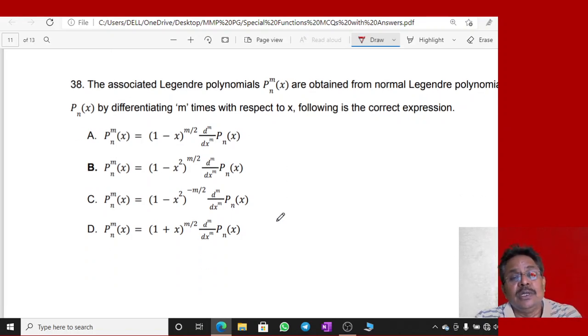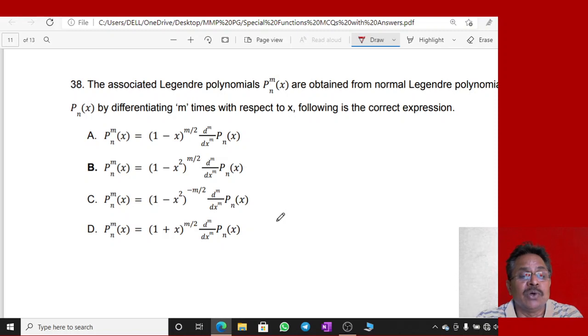The associated Legendre polynomial Pnm of x is obtained from the normal Legendre polynomial Pn of x by differentiating m times with respect to x. Following is the correct expression. This is again a repeated question, so option B is the correct option.